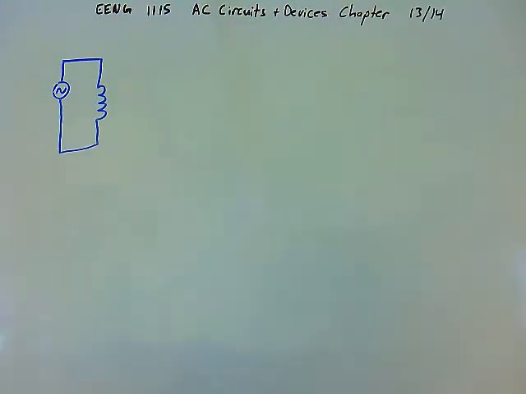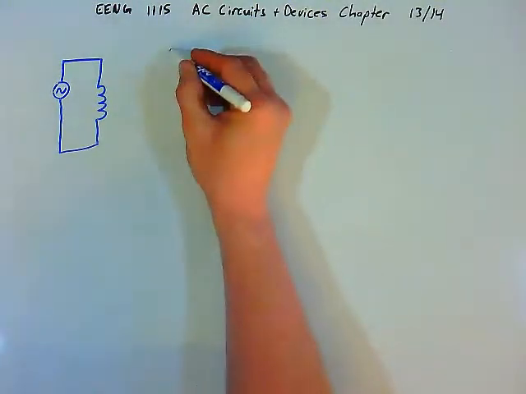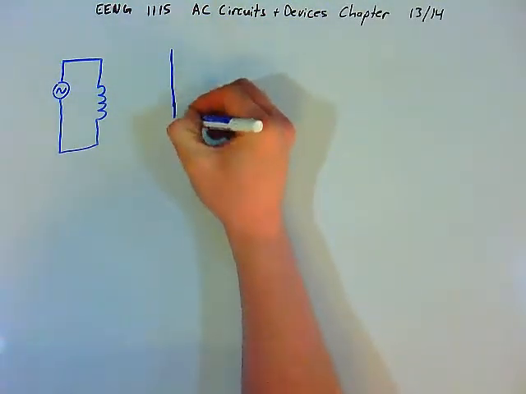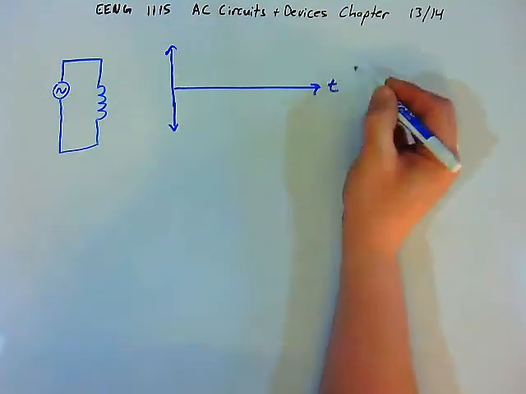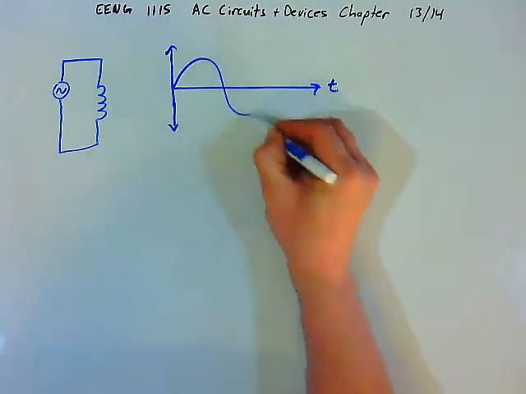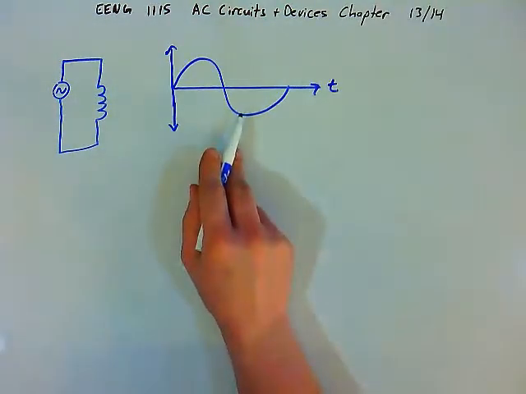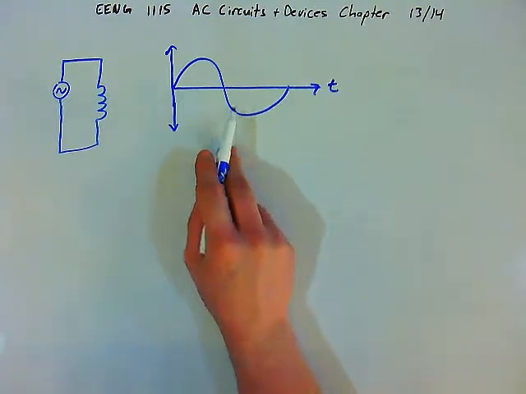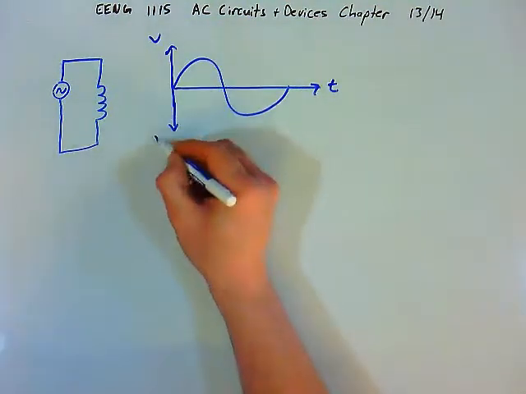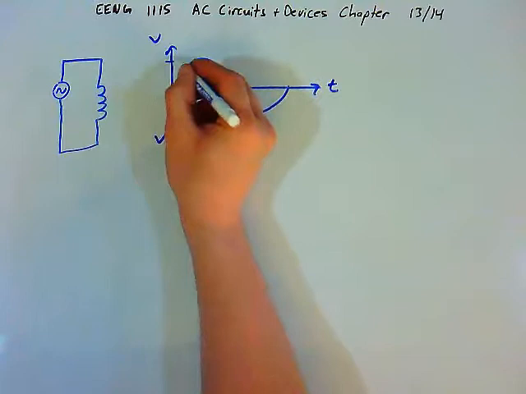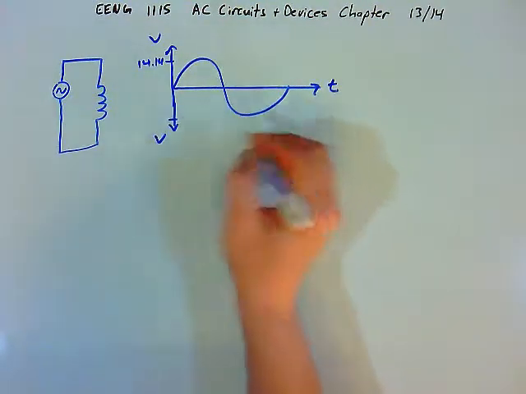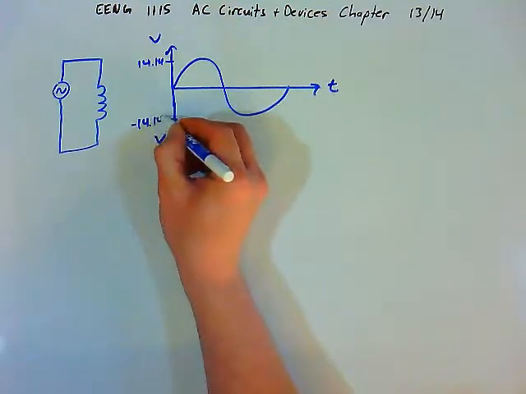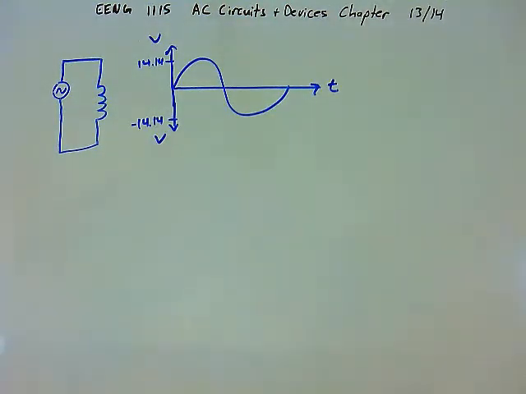Okay, let's add some numbers to our circuit. Now let's say that we have a voltage, and I'll do the voltage in blue. And the voltage is a sine wave. Again, that's representing the rotating vector, the coil rotating in the magnetic field. And so let's say that we have a maximum voltage of 14.14 volts, and the minimum is negative 14.14 volts. Those are the peak values.